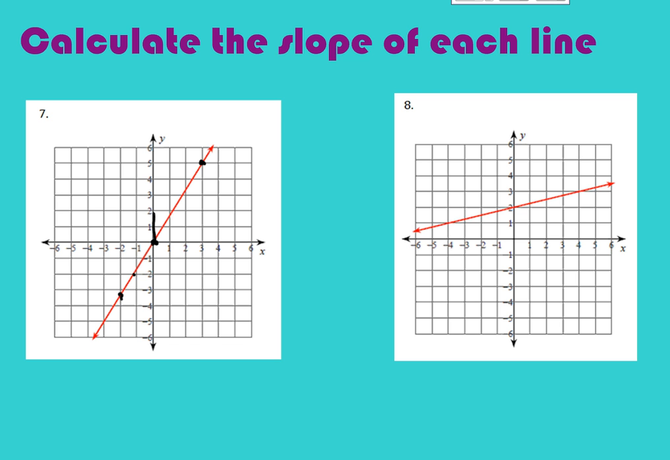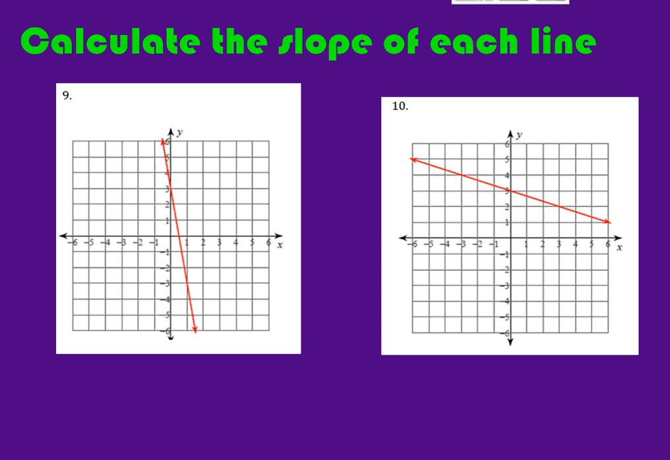So here, 1, 2, 3, 4, 5 over 1, 2, 3. That is a slope of a positive 5/3. This one, I'm going through here. That's up 1 over 4. So that is a slope of a positive 1/4.